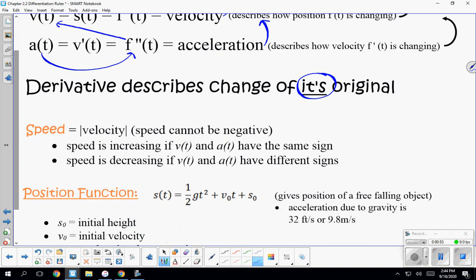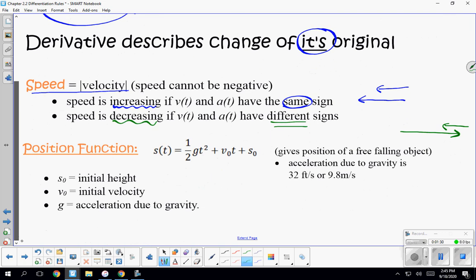So just a couple things. Velocity is both speed plus direction. Speed cannot be negative. So speed is the absolute value of velocity. Our speed is increasing if velocity and acceleration have the same sign. That is, if they're working together. So if they're both negative, there are two forces working together in the negative direction, so our speed is increasing. If, however, they have different signs, meaning they're working against each other, then my speed is decreasing. So that might be, maybe I'm moving in the positive direction, but my force is pushing me backwards.